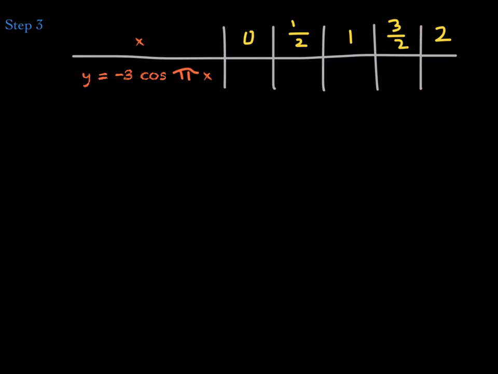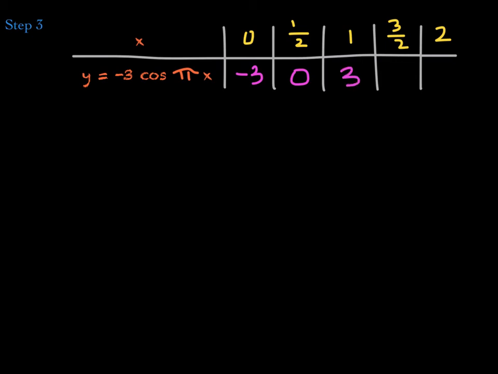All right, let's do it. When you plug in 0, you end up getting pi times 0, which is 0. Cosine of 0 is 1. And negative 3 times 1 is negative 3. When you plug in 1/2, you get half of pi, which is pi over 2. Cosine of pi over 2 is 0. Negative 3 times 0 is just 0. When you plug in 1, you get 1 times pi, which is just pi, and cosine of pi is negative 1. Negative 3 times negative 1 is positive 3.